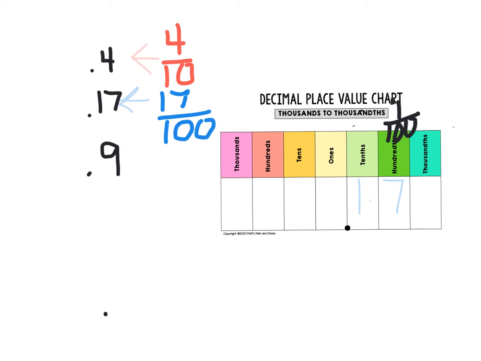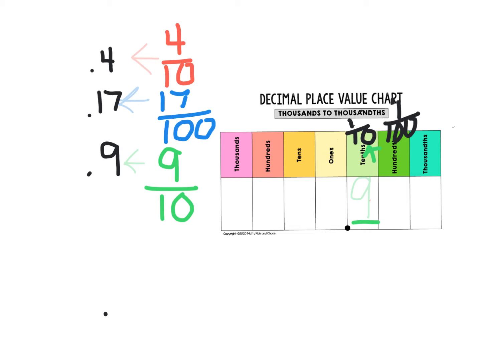Let's try one more. Our last decimal is decimal 0.9. I put it in my place value chart, and that is 9 tenths. Remember, the value of tenths is 1/10. So we would say 9 tenths, or 9/10. So when we change a decimal to fraction form, we use our place value chart.